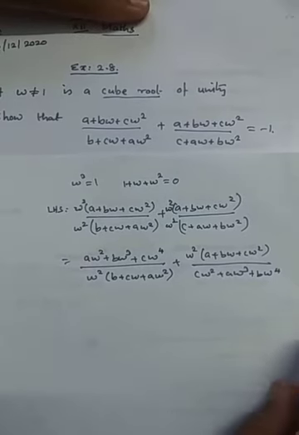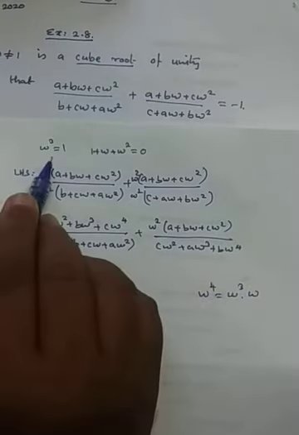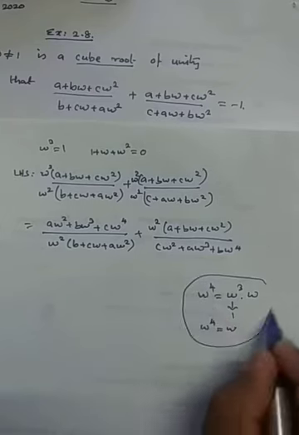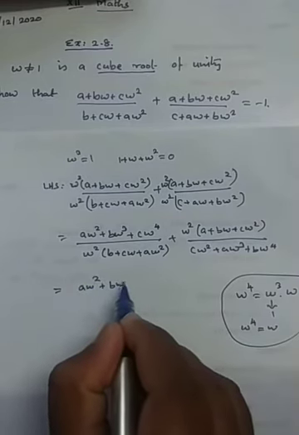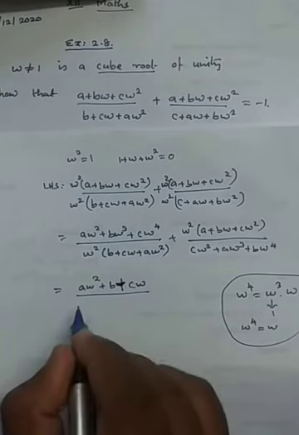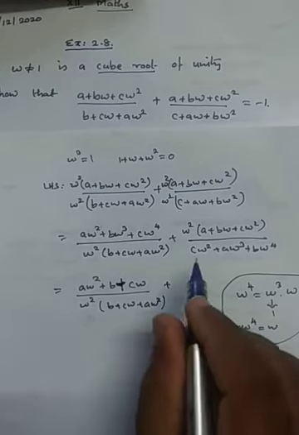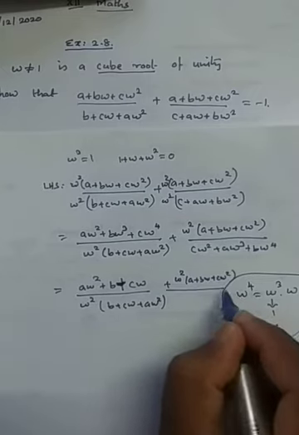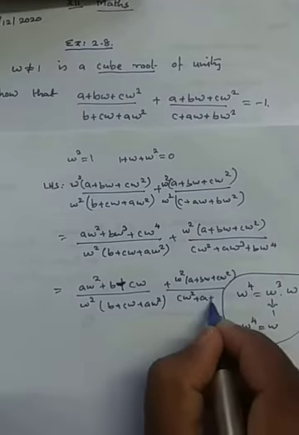Now we have to learn one result. We know ω⁴ can be written as ω³ into ω, and since ω³ is 1, ω⁴ is ω. You keep this separate result in mind. So the numerator is aω² + b + cω, with ω³ equal to 1 and ω⁴ equal to ω, divided by ω²(b + cω + aω²). In the second term, the numerator is ω²(a + bω + cω²) divided by cω² plus a plus bω.